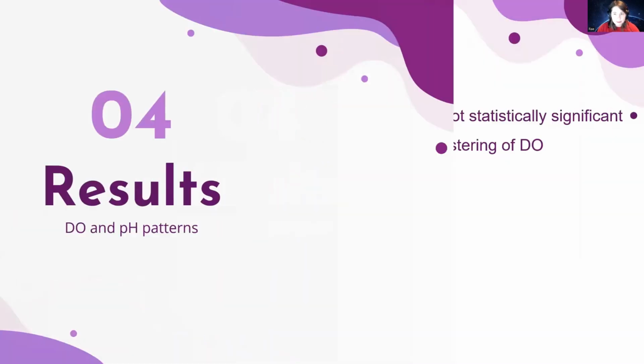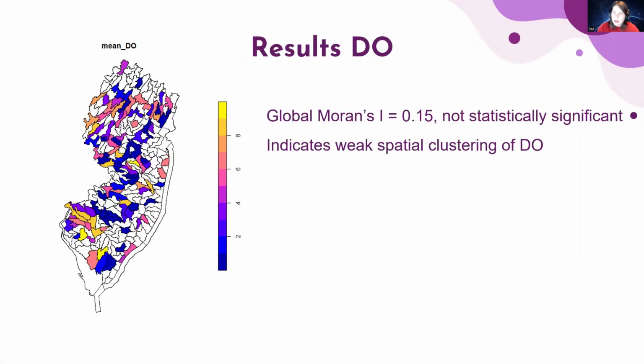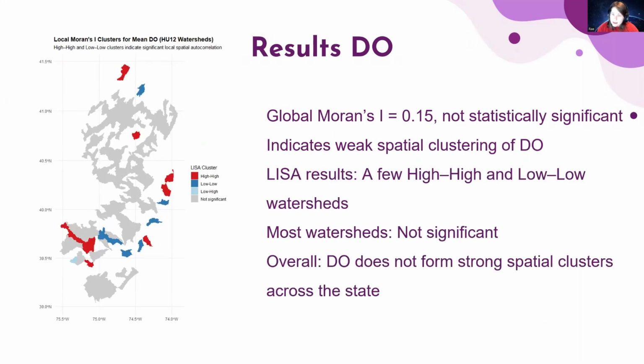The results. When I modeled DO using population density and percent urban land coverage, the results were not statistically significant. The adjusted R squared was only 0.02, and neither predictor had a significant coefficient. The LISA results supported this. Although a few watersheds formed high-high or low-low clusters, most were classified as not significant, showing that dissolved oxygen does not exhibit strong spatial clustering.